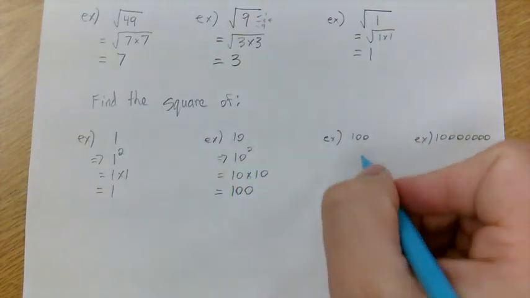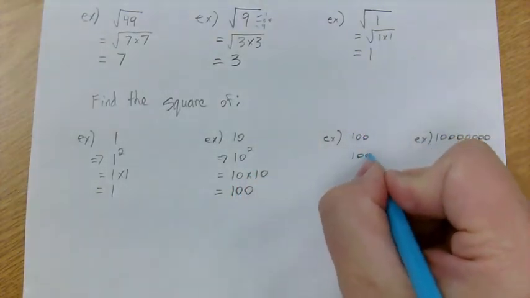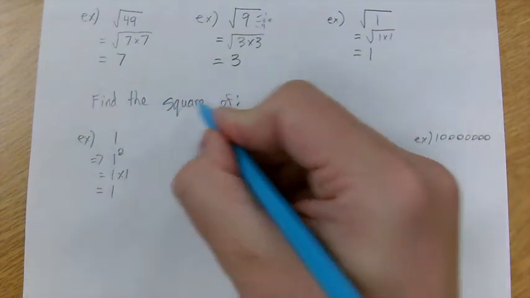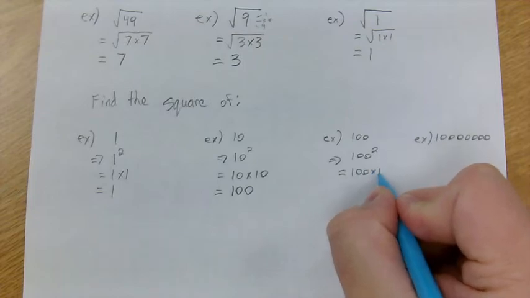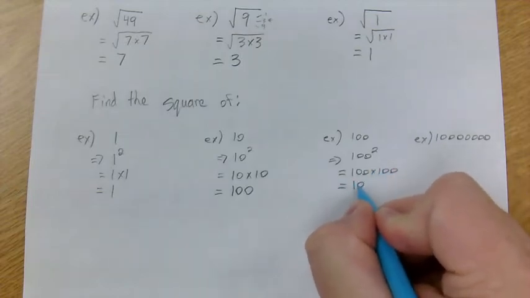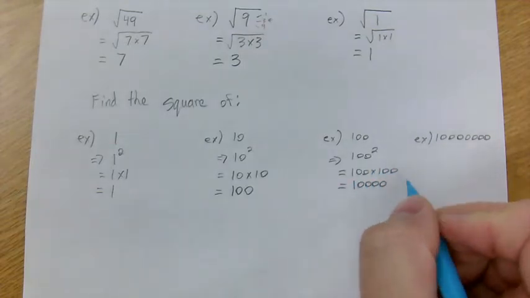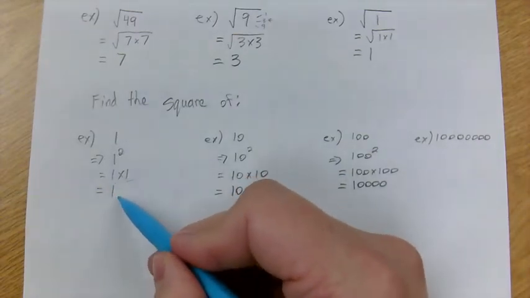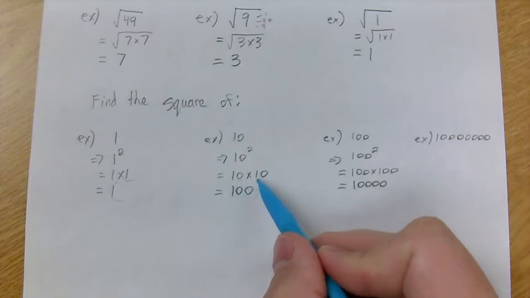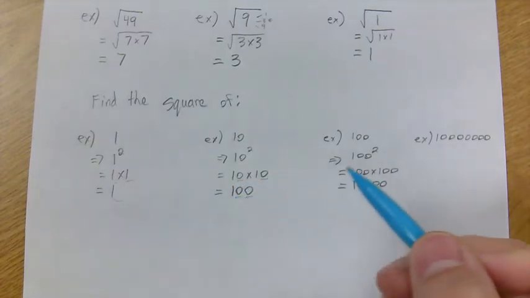100. What about this? This would be 100 squared, if we're finding the square of 100, which equals 100 times 100, which equals 10,000. Look at the pattern here. How many zeros were here? There were none, so there's none in the answer. How many zeros were here? 2, so there's 1, 2 in the answer.